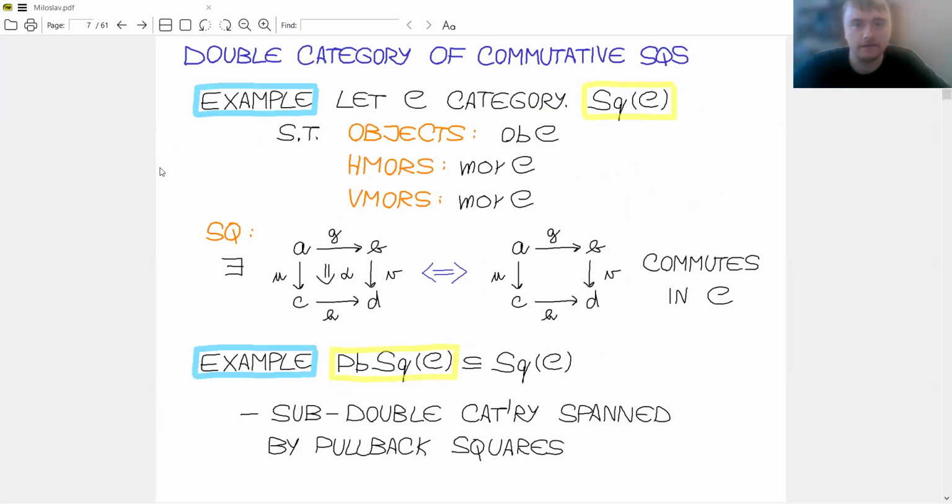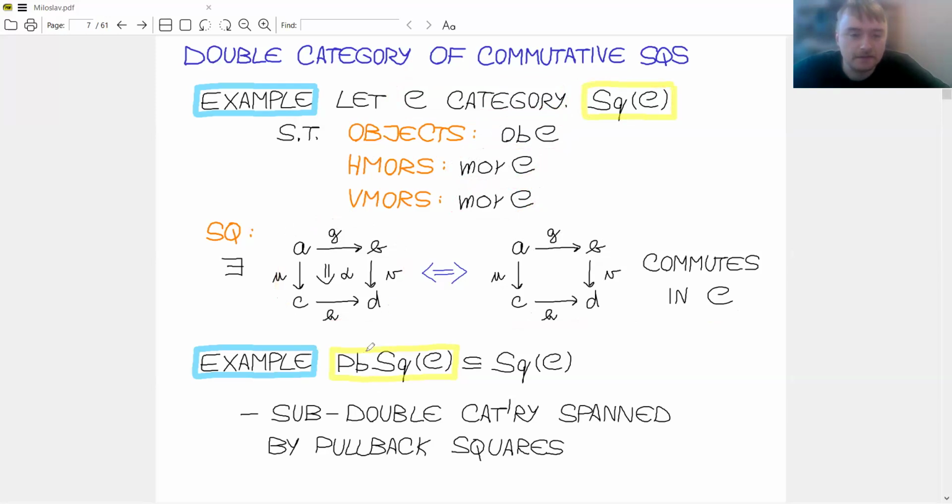Now let me introduce examples that will be the core examples of this talk: the double categories of commutative squares. If we have a category, we can consider the double category of squares, in which the objects are the objects of the category, horizontal and vertical morphisms are just the morphisms of the category, and there is a square like this in the double category if and only if this square commutes in the category C.